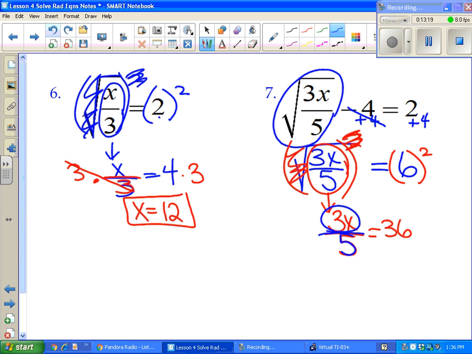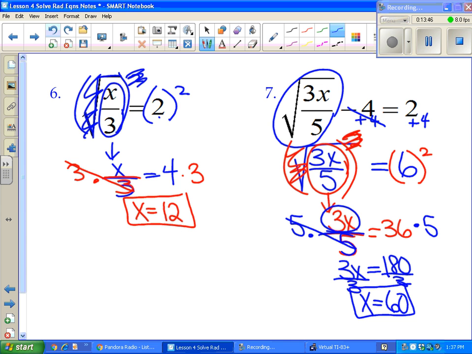So let's first of all imagine how would I get rid of divide by 5? Well, I'm going to times by 5. So if I times this side by 5, I'm also going to times that side by 5. What I have left over here is my 3x. And over here, 36 times 5, I believe, is 180. Now we're down to something that looks more familiar. We're going to finish by dividing by 3, and I believe our final answer is x is equal to 60.